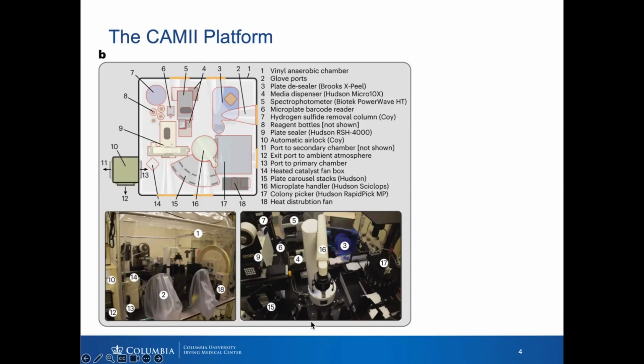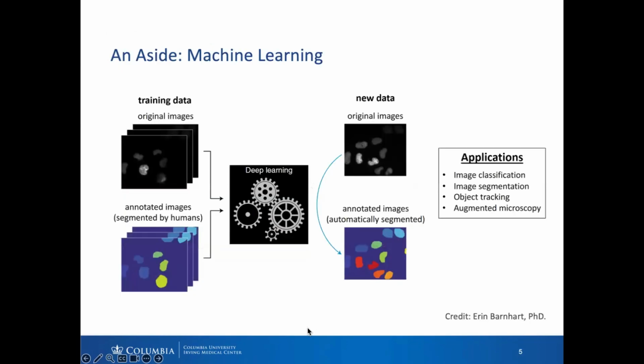And before I get into the results of all this, I first wanted to give a quick aside, which is machine learning. So Steven knows a lot about this, I'm sure, but I'm just going to give you the simple version. Machine learning, especially deep learning, involves training a model to recognize patterns in data. This is the overarching goal of machine learning. As shown in this image, the process starts by feeding the model a set of training data. So in this case, original images of colonies.